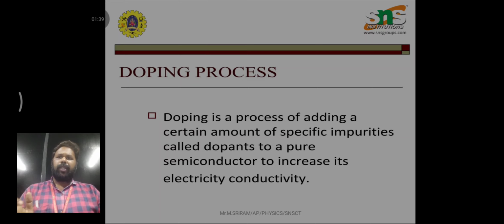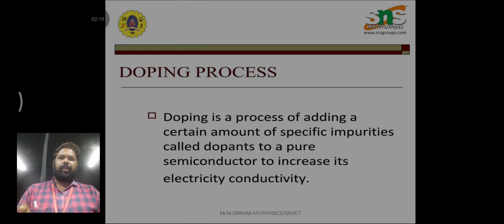An intrinsic semiconductor, as we already know, is a pure semiconductor like silicon and germanium, having a limited number of charge carriers, electrons and holes, at room temperature, making them poor conductors. To enhance conductivity, impurities are added to intrinsic semiconductors. This process is called doping, and these impurities are called dopants. They can be elements with more or fewer valence electrons than the semiconductor atoms they replace.